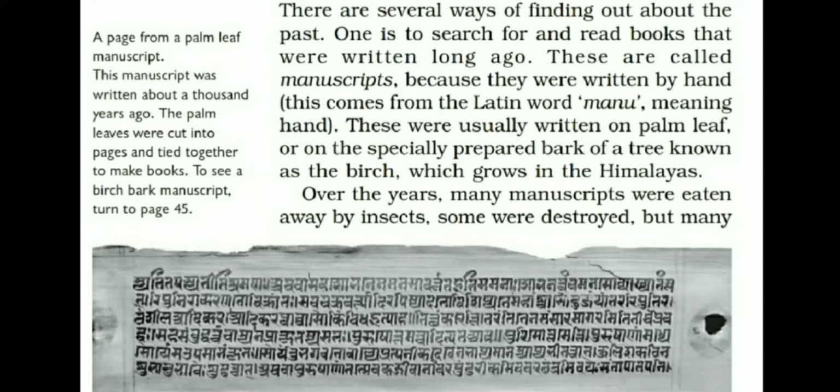So manuscripts were usually written on palm leaf or on the specially prepared bark of a tree known as the birch. Bark means a layer of a tree, which we usually call ped ki chaal. The birch is a tree which grows in the Himalayas.